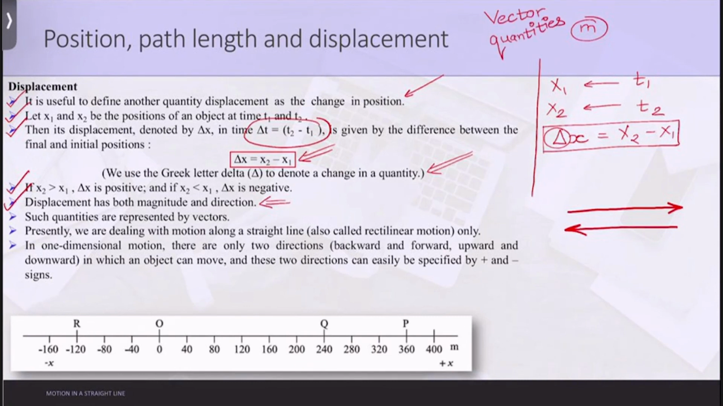We'll understand vectors in great detail in the next chapter. For now, just keep this in mind: there was something called path length, and path length was a scalar quantity.